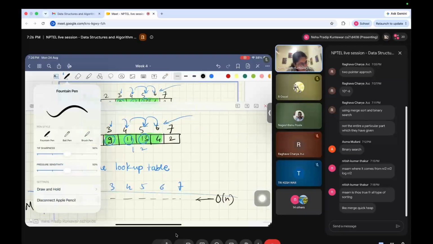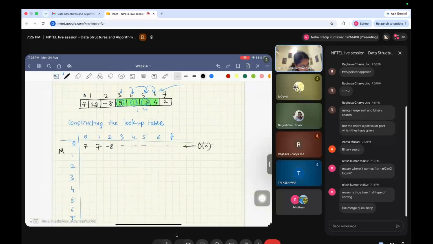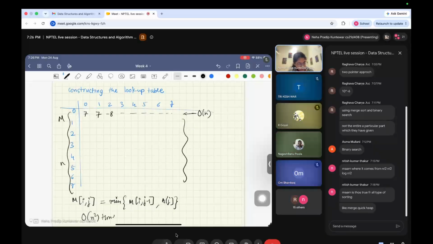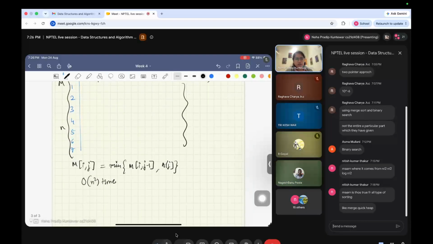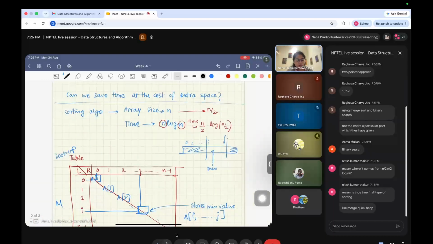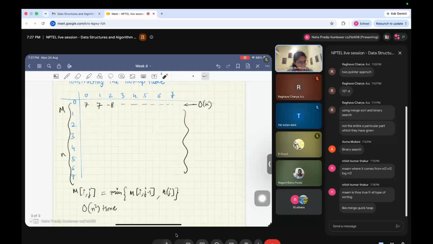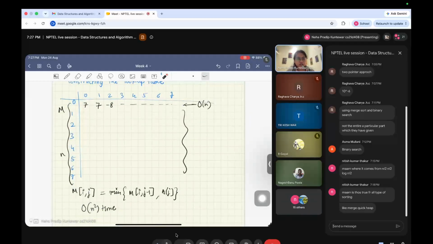Each row is going to take you order n amount of time. There are n rows, so altogether this is order n square time. And you can't do better because you have an n square sized table. It will take you order one time to write every entry. So order n square is not negotiable, so you will anyway have to spend that much time. So this is in some sense asymptotically the best that you can do.